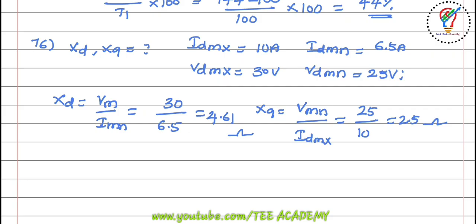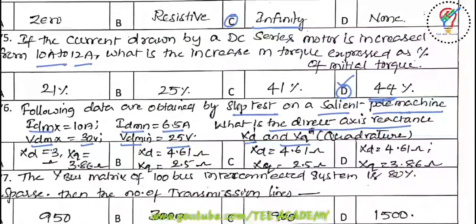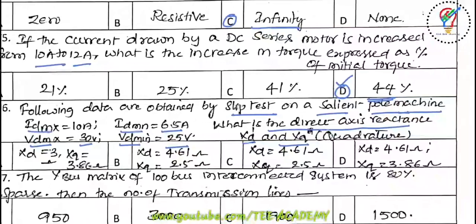So let's go to the 76th question options here. You may find that B will be the most appropriate answer. So B is XD equal to 4.61, XQ equal to 2.5.